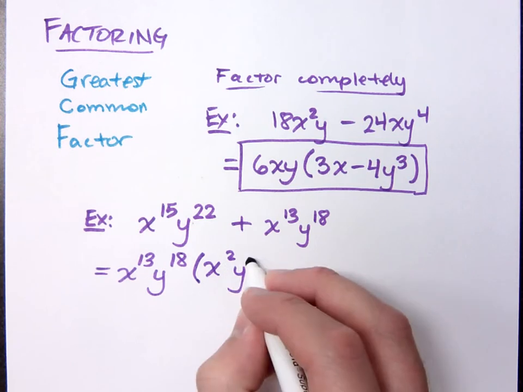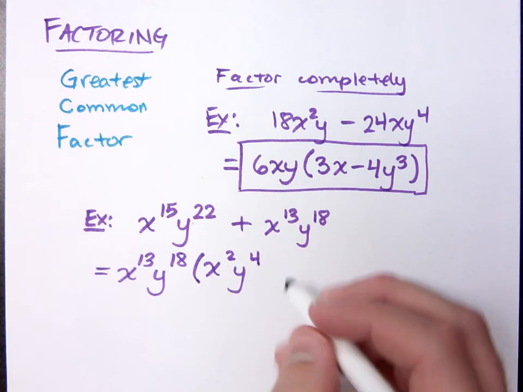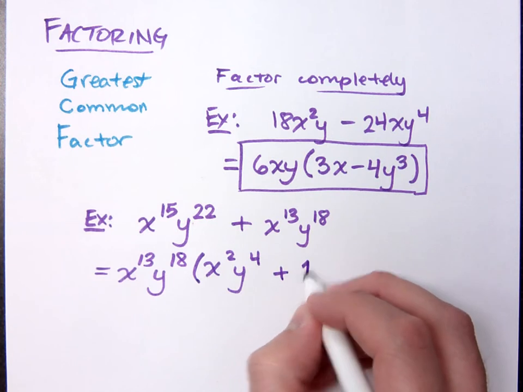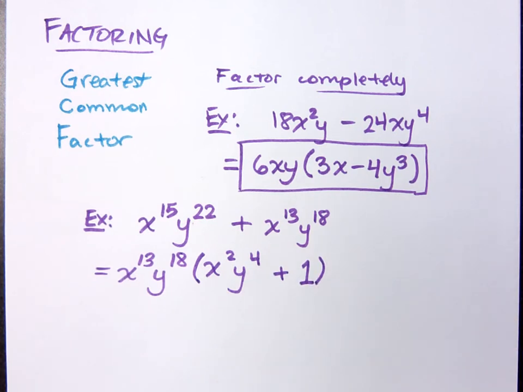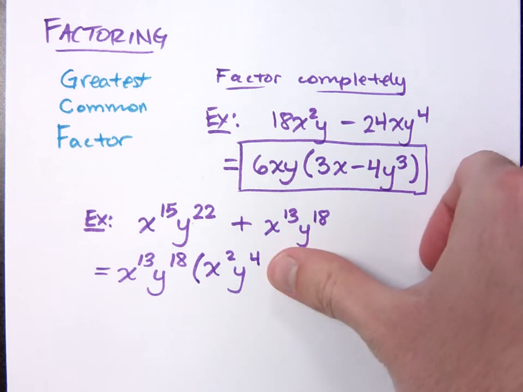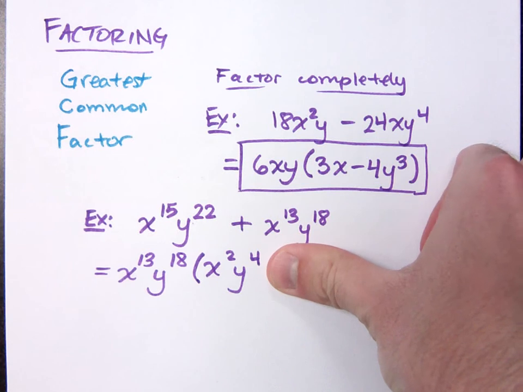X squared y to the fourth plus 1. Do I need that plus 1? Yes. Yes, I need that plus 1. Otherwise, if I don't have this here and I try to multiply to check my work, I'm only going to get the first term, not the second one as well.